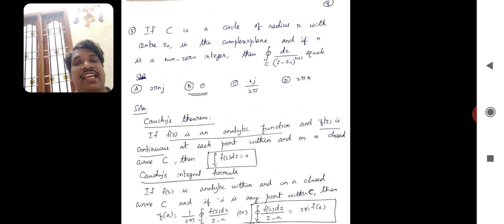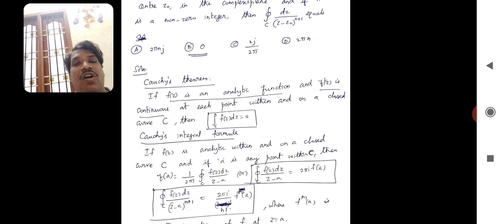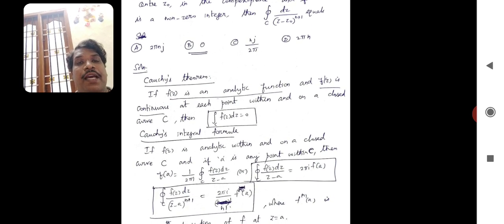Coming to the second theorem, Cauchy's integral formula. If f of z is analytic within and on a closed curve capital C, and if A is any point within C, then f of A is given by 1 by 2 pi i integral over C f of z dz by z minus A. Or I can rewrite the formula as integration over C f of z dz by z minus A equals 2 pi i into f of A.